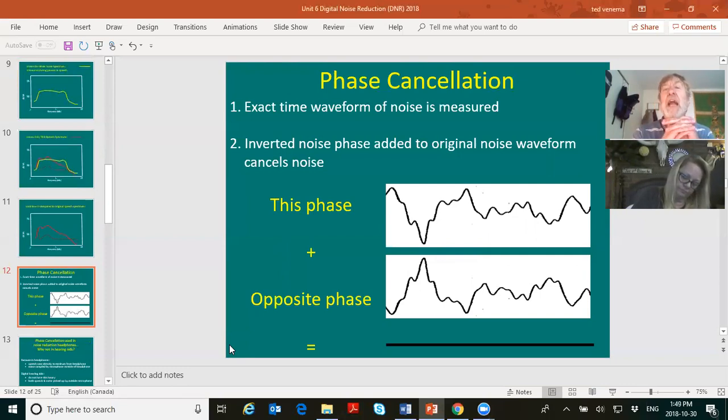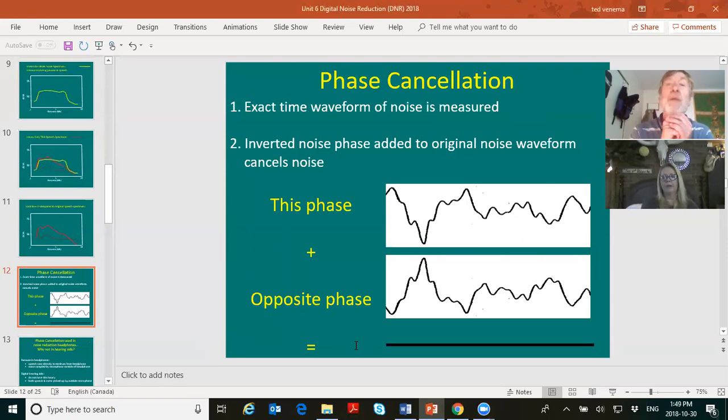Sound phase cancellation. When you look at the title, phase cancellation, and look at these two sound waves, they're completely opposite in phase, aren't they? So when you add them together, you're going to get the sound of one hand clapping. Silence. So this plus this is this. Nada.